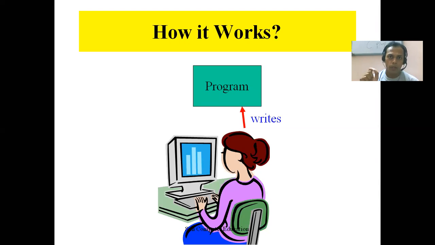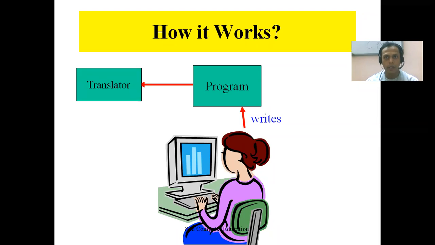So that program is sent to the translator to translate into binary. This translator in case of C is compiler. So translator translates this C program or Java program, C++ program into binary, also called machine language. And then computer understands binary code. So computer executes binary code.